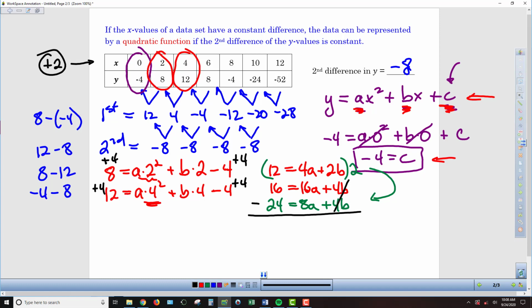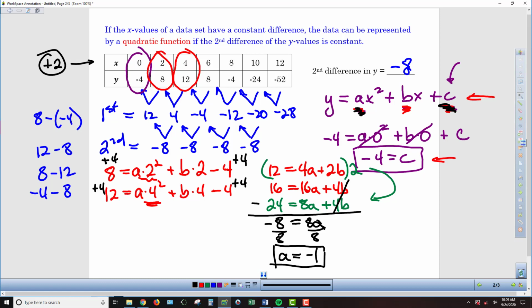If we do that, the b's are gone. I have 16 minus 24 is -8. 16a minus 8a is 8a. And now we just have to divide both sides by 8. And so we've got a equals -1. Now I have 2 of my 3 unknowns. I know what c is, I've known that for a while. I now know what a is.